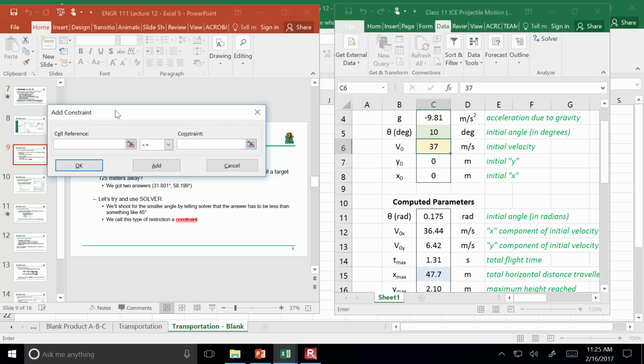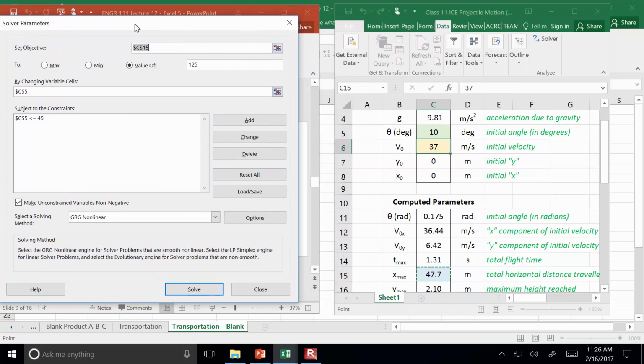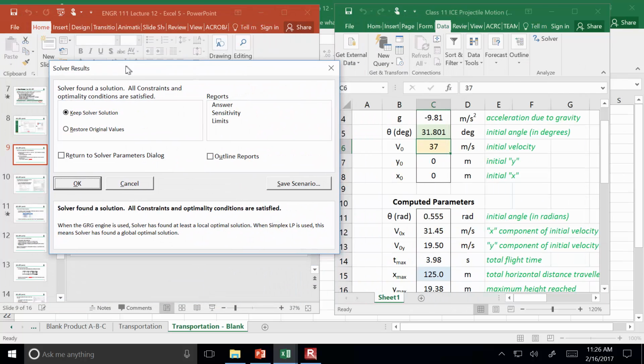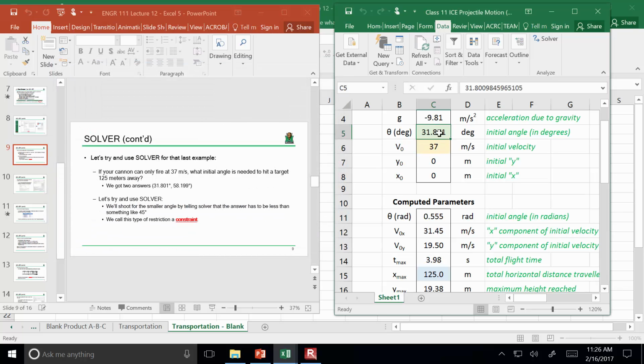And the constraint I'm going to tell it is that this angle, so cell reference C5, should be less than or equal to 45. So I'm excluding it from going and finding that other option. So I'm going to click OK to that constraint and have it solve. And it finds the answer is 31.8, even if my initial guess is that high one.